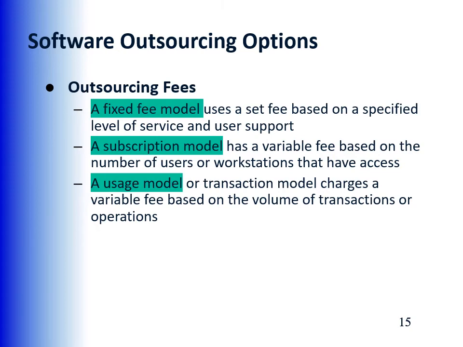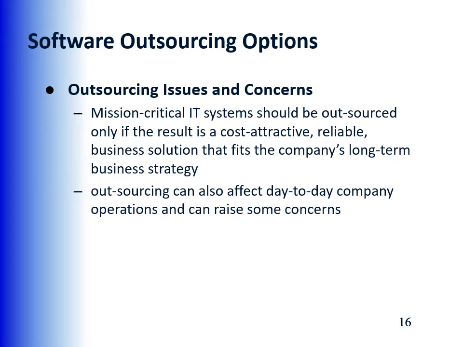There are a few issues and concerns of outsourcing. The first one is that mission critical IT systems should be outsourced only if the result is a cost attractive, reliable, and business solution that fits the company's long-term business strategy. An example of a mission critical IT system is a banking system. Anything that relates to money and life is considered a mission critical IT system.